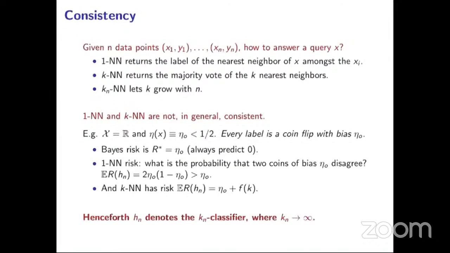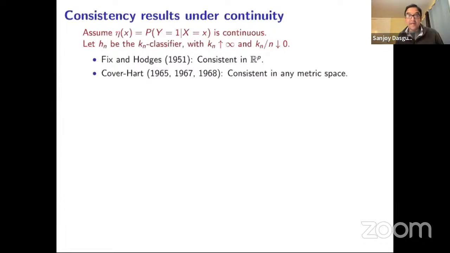it's actually taken a while for the community to figure out exactly how to do that for nearest neighbor. So the first results about consistency actually required a continuity assumption on this eta function, on the probability that y equals 1 at x. Okay, so it required it to be continuous. And Fix and Hodges showed in 1951 that under this continuity condition, you get consistency in Euclidean space with L2 distance. And Cover and Hart showed in the 60s in a series of 3 papers that under this continuity condition, you get consistency in any metric space.